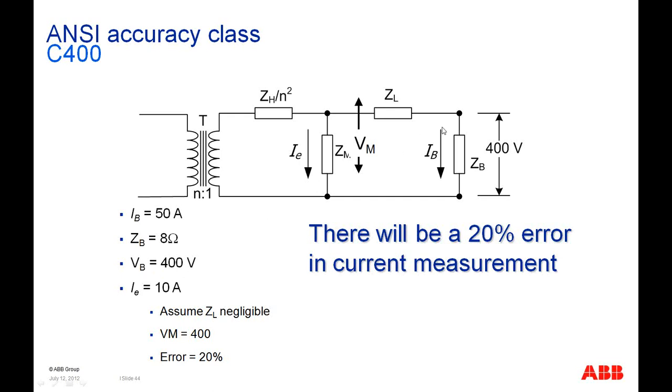And if the current flowing through my IB branch is only 50 amps, and I have 10 amps exciting current, that means I'm going to have a 20% inaccuracy on this. So you could not use that 8 ohm burden on that. Okay, I hope there's no questions about that at all.